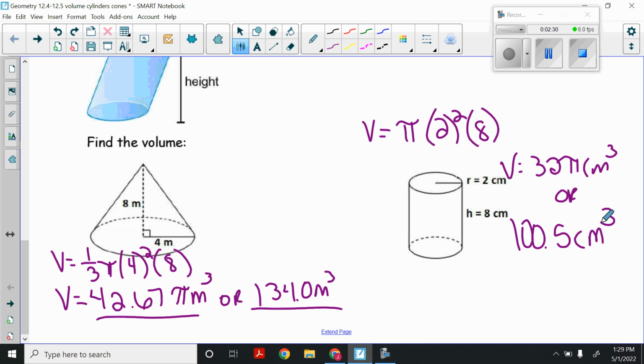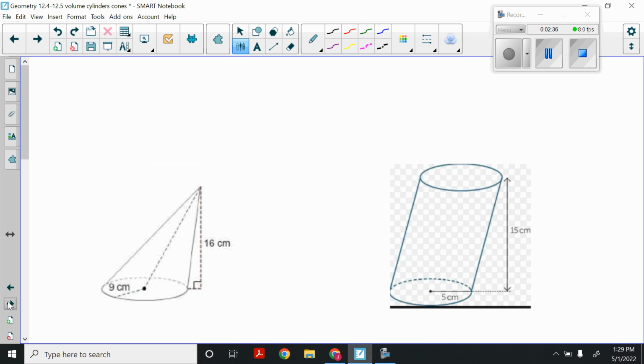So those are 2 examples where we have everything that we need, and it's simply a matter of plugging them into the formula. Let's look on the back. Now we have some oblique solids. So the first one, I see it's a cone. I see that the radius of my circle is 9. The height, since it's oblique, has been marked on the outside, dropped straight down. So again, I have everything I need.